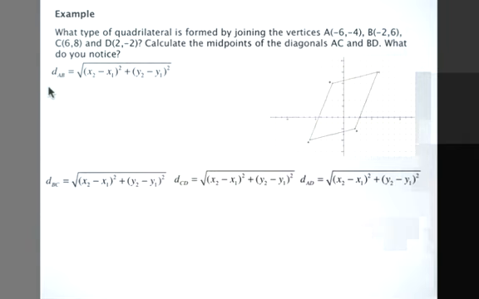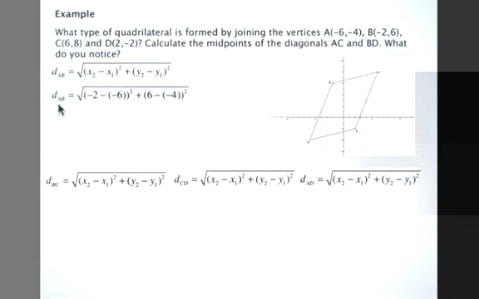So we'll set up four formulas for sides AB, BC, CD, and AD. Then subbing in for side AB, -2 subtract -6 squared plus 6 subtract -4 squared. -2 subtract -6, -2 plus 6 is 4. 6 subtract -4 is the same as 6 plus 4, so that's 10. 4 squared is 16, 10 squared is 100. Adding them together, we get that side AB has a length of the root of 116.